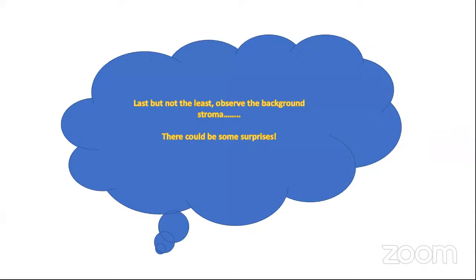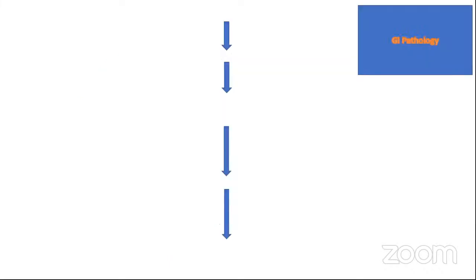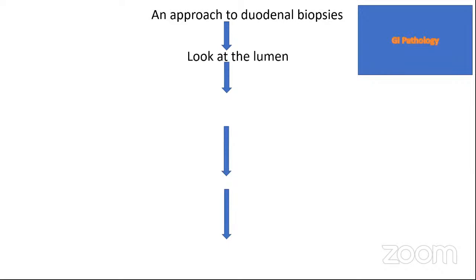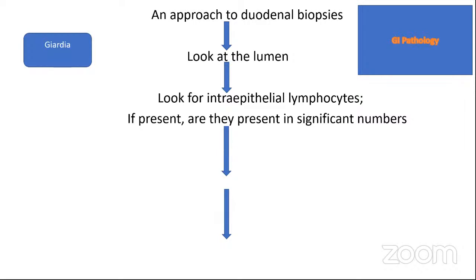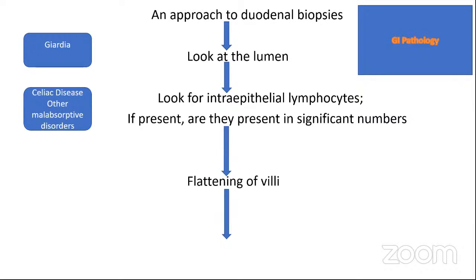And finally, you would also want to observe the background stroma. There could be surprises. For example, when we learn about duodenal biopsies, yes, we move from the lumen to the mucosa. So in the lumen, you would want to look for parasites like Giardia. Then you would want to look for celiac disease, like increase in the intraepithelial lymphocytes. And you may also want to look for flattening of villi. That may also be indicative of celiac disease and other malabsorptive syndromes. And if we don't know one thing, we might tend to ignore this particular feature.